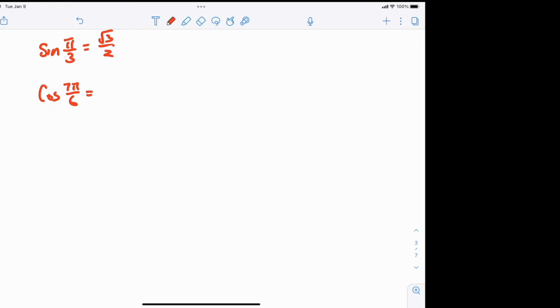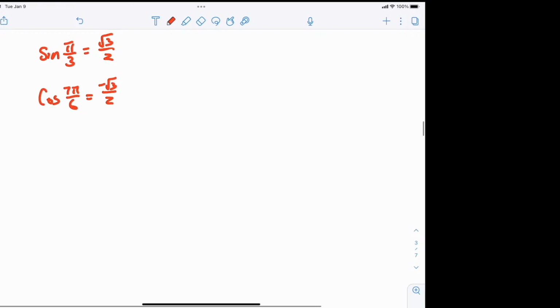Sam. Negative square root of 3 over 2. Good job. And it's okay, you got square root 3 over 2 because you had the right value, but just look at the wrong quadrant. Because this is in the third quadrant.